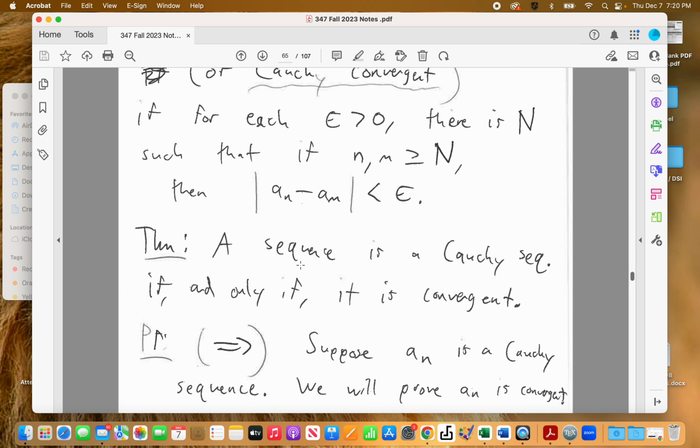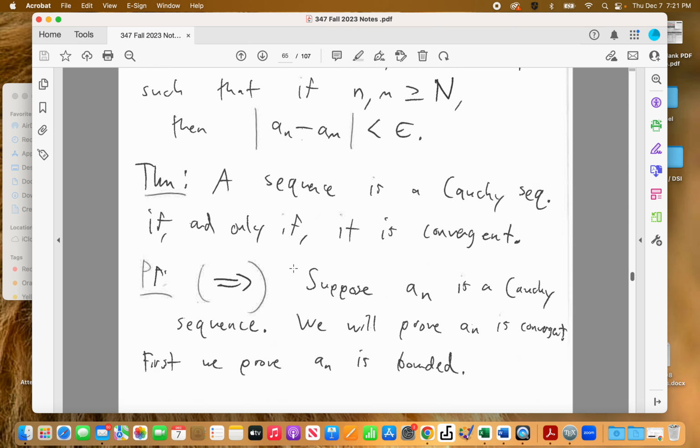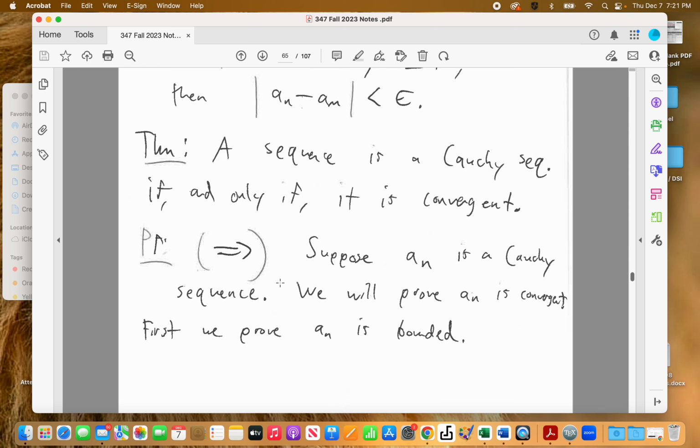So one direction was a lot harder than the other, though. If we're trying to prove, let's see, a sequence is a Cauchy sequence if and only if it is convergent, one direction was definitely harder than the other. So going in the forward direction, if you assume that A_N is a Cauchy sequence and you prove that it's convergent, that's a hard one for me. This direction would be a hard proof.